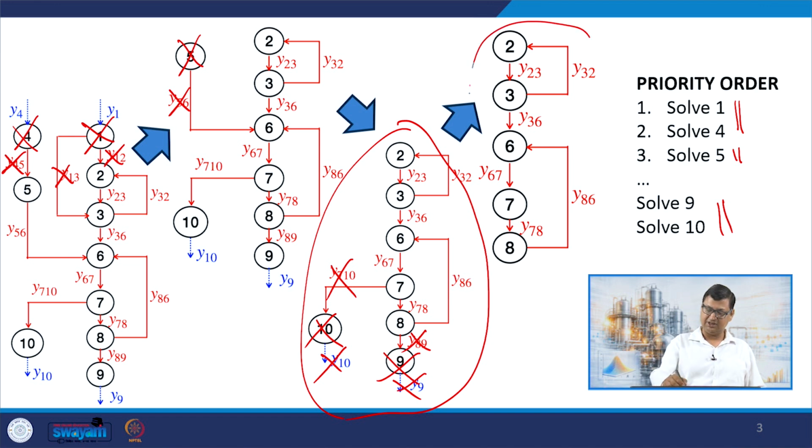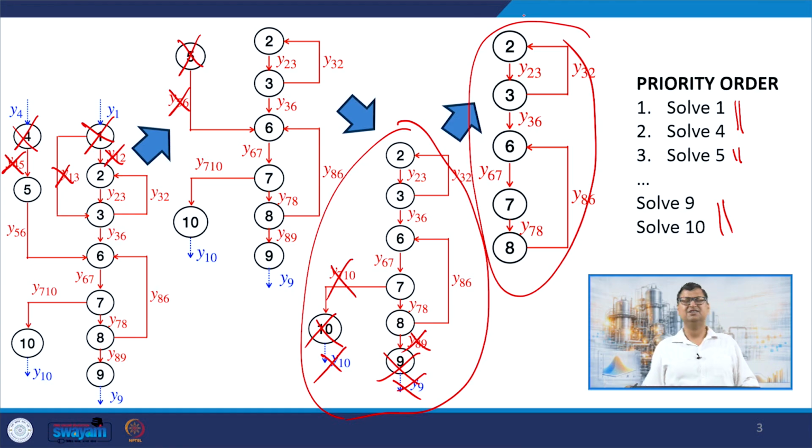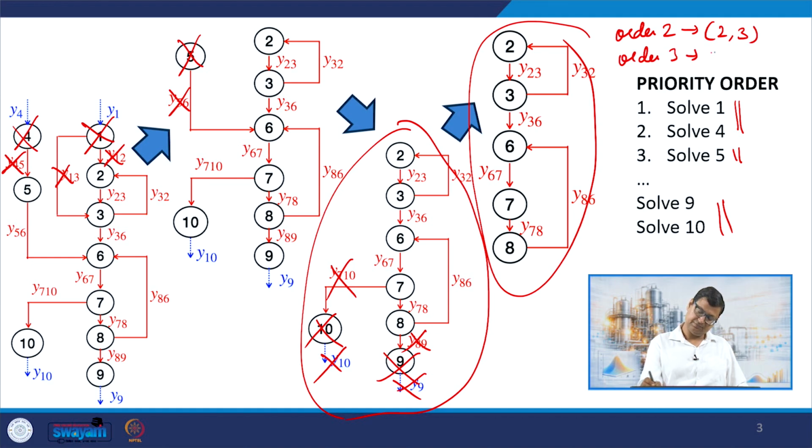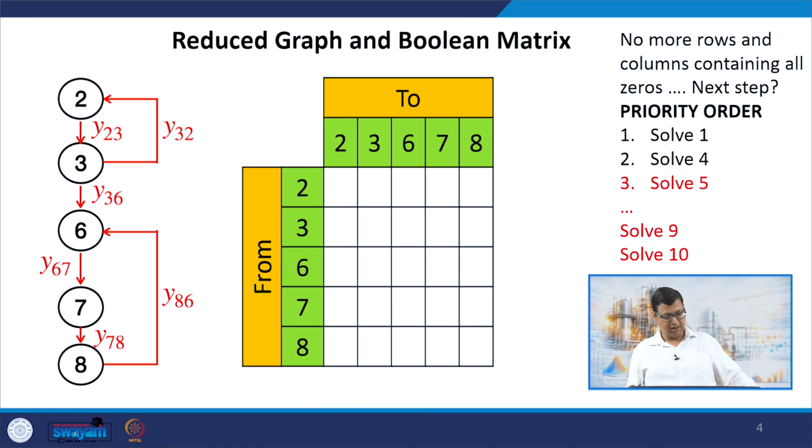And then I am left with this reduced graph that only contains the cyclical nets. In this case, we have 2 cyclical nets. One is order 2, that is 2, 3, and the other is order 3, that is 6, 7, 8, and both are maximal because they do not share any common node, right? Of course, they are not subsets of each other, but they do not share any common node. So, both of these cyclical nets are maximal. Okay, so this is my reduced graph, and I can quickly write down the Boolean matrix.